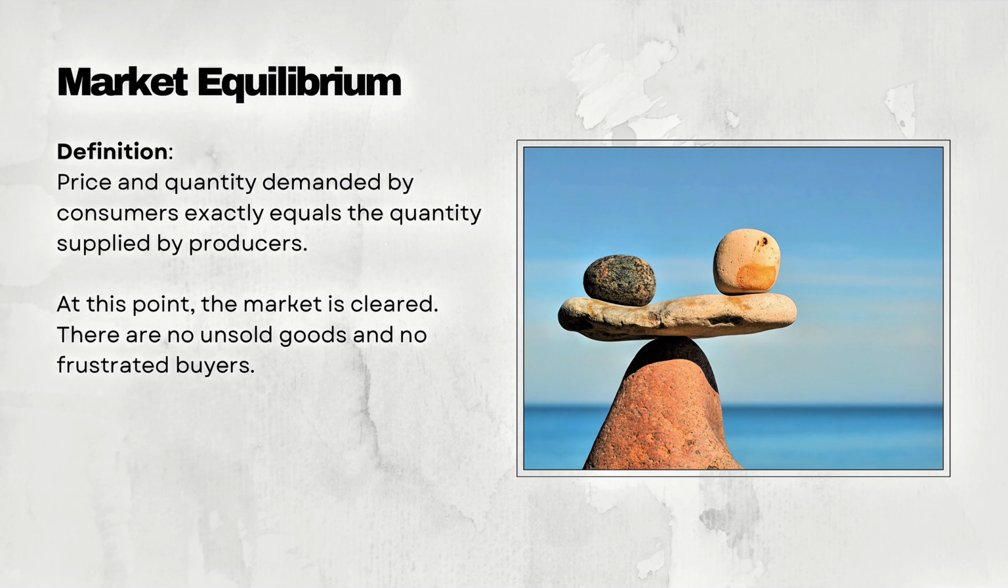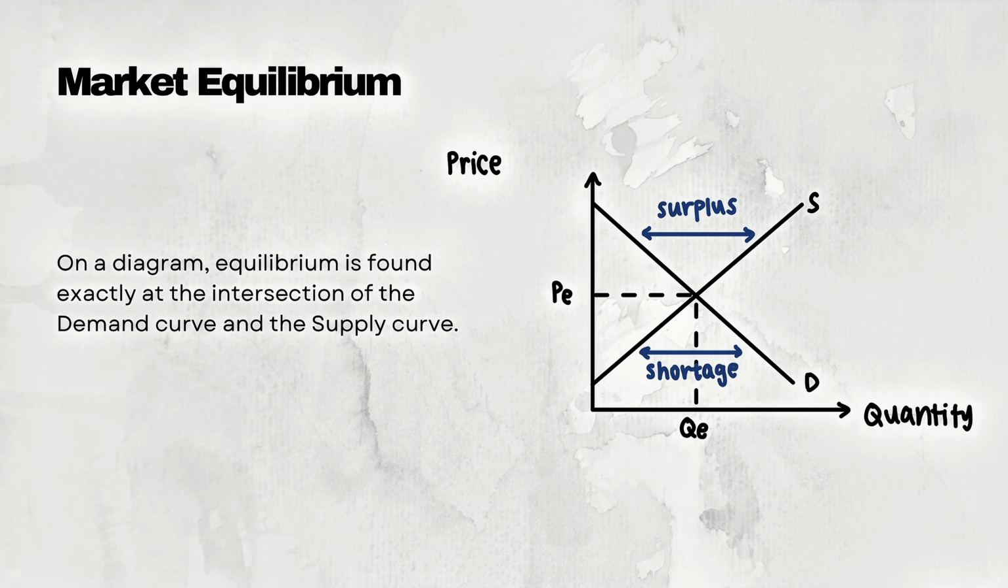The definition is when price and quantity demanded by consumers are exactly the same, or equal. At this point, the market is cleared, also known as the market clearing price. This is when there are no unsold goods or no frustrated buyers. And on the diagram, you can see the equilibrium is where the demand curve intersects with the supply curve here.